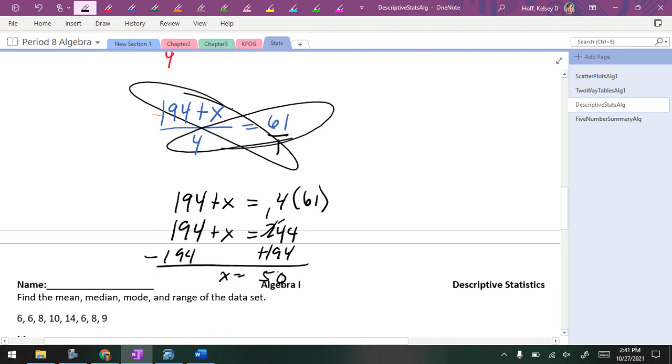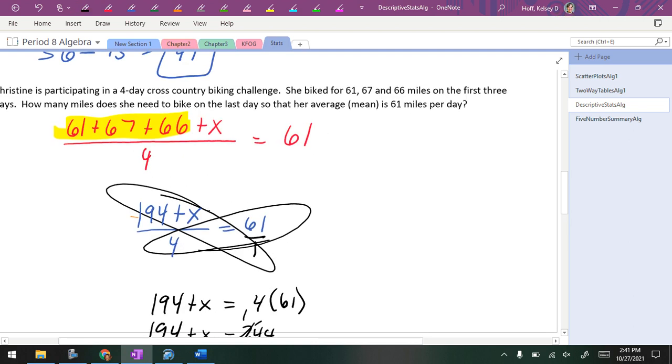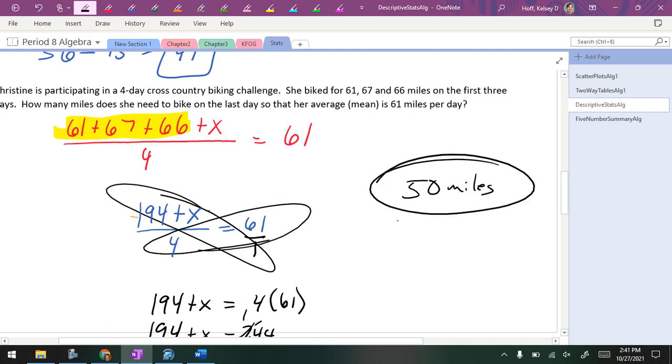50? So it says, what does she need to bike on the last day for her average to be 61? It'd be 50 miles. You're getting better at subtraction. I am. I'm trying. Actually, if I show my work, I'm way better. 50 miles in a day? That is true. Yeah, that's the least she has to do, though, right?